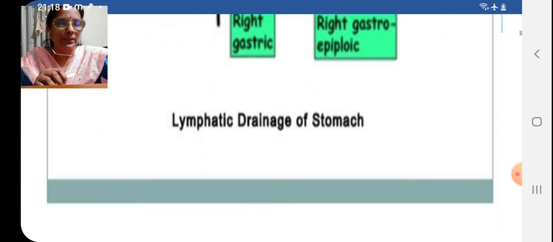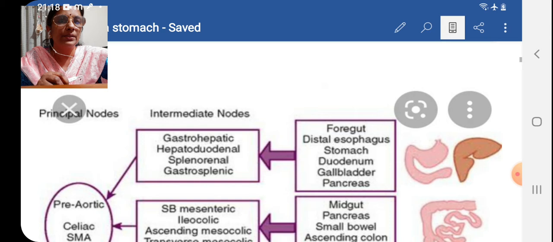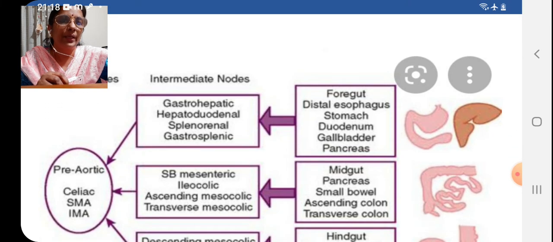So this is about the lymphatic drainage of the organs. When you see from the foregut, very close to the organ there are some lymph nodes. From there it goes to the intermediate nodes like gastrohepatic, gastroduodenal, splenorenal, then gastrosplenic. From there it goes to the principal nodes, that is pre-aortic, celiac, superior mesenteric artery nodes, and nodes around the inferior mesenteric artery.